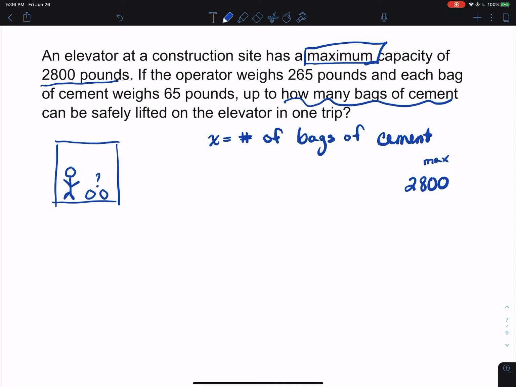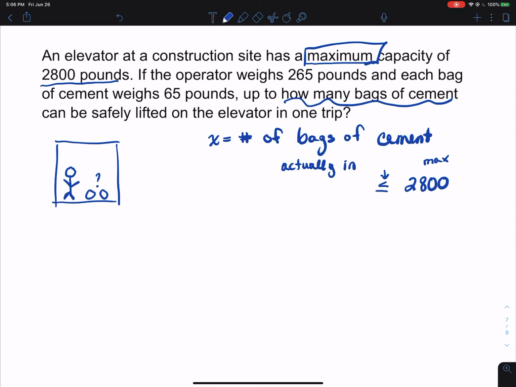I'm going to have my inequality symbol in here, and then I'm going to have what's actually in there, like the person and the cement bags, on the left-hand side. So what's actually in the elevator has to be less than or equal to that maximum amount.